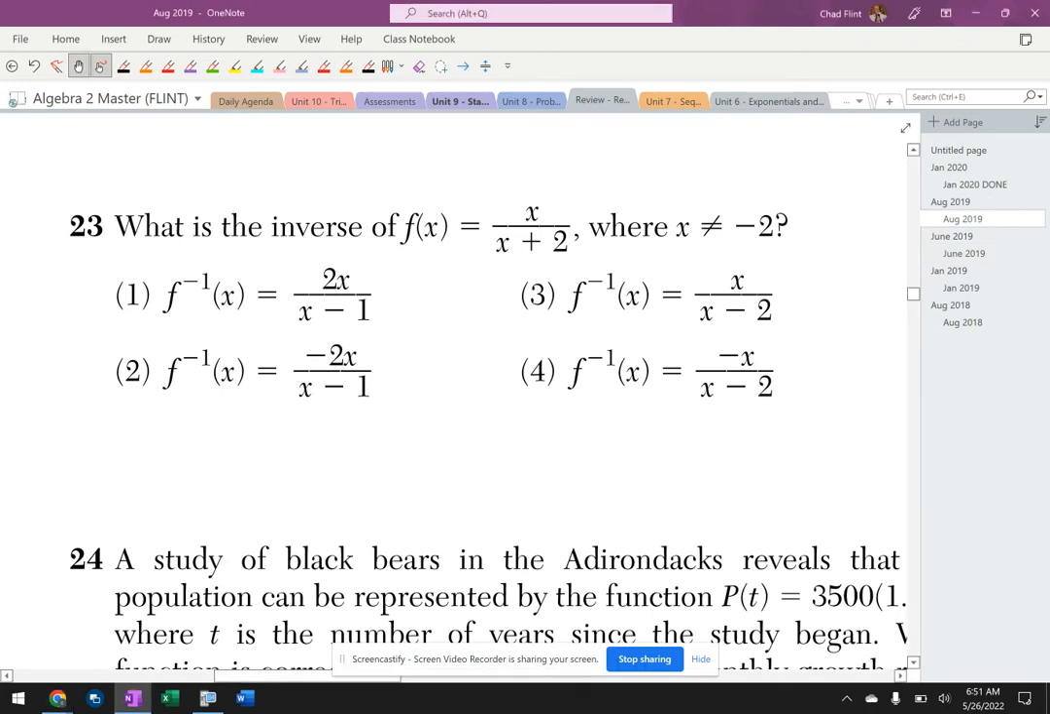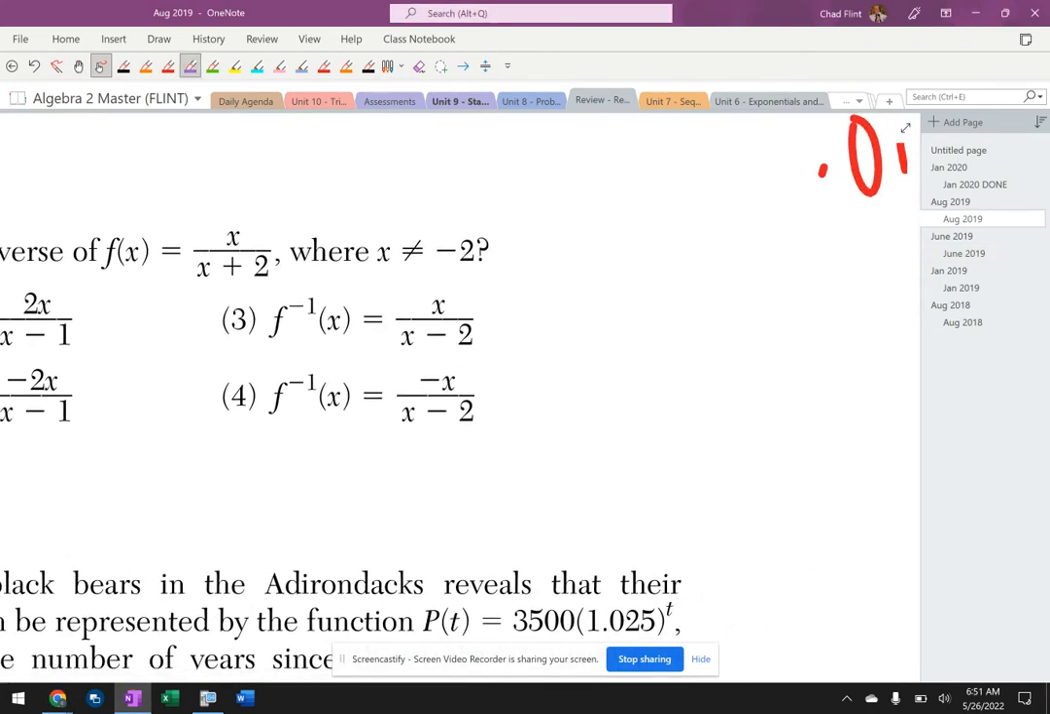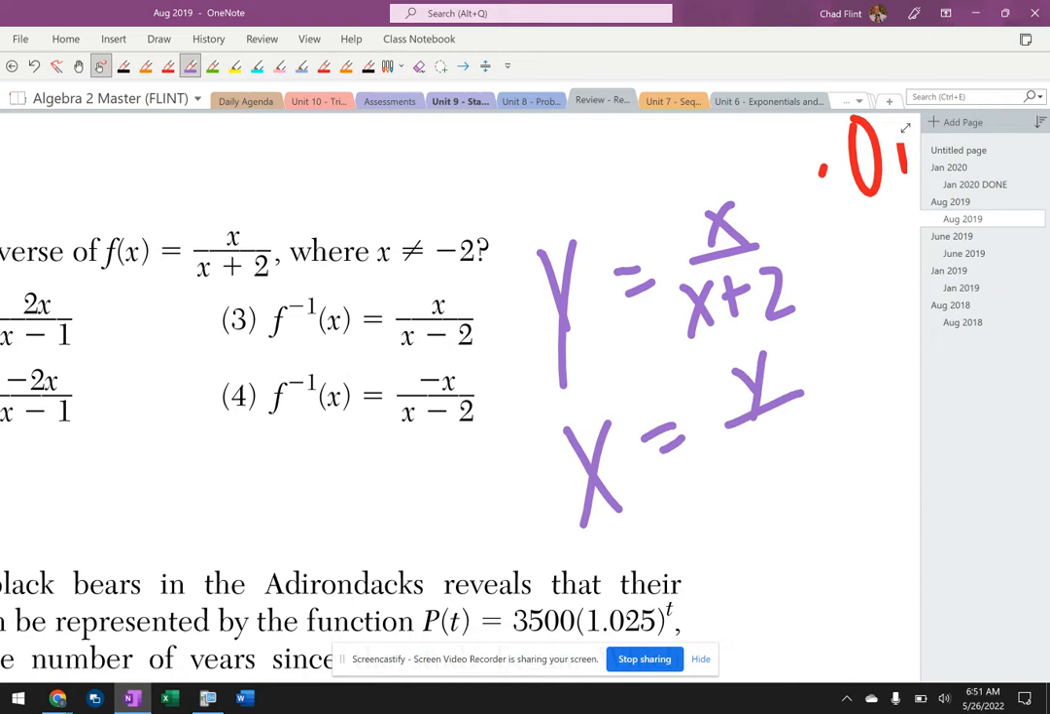So we're going to make an inverse. So inverse is change the y and the x and resolve. So y equals x over x plus 2. All right. So we got to switch. I think the best way to do this here. So I get x equals y over y plus 2.